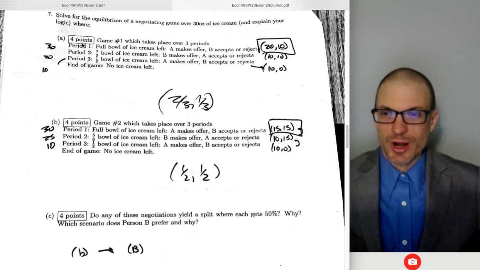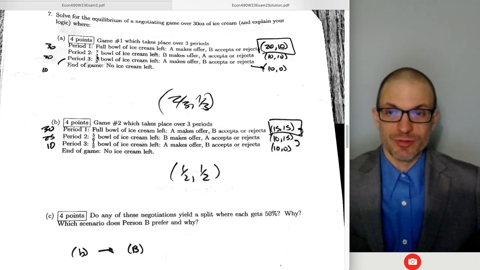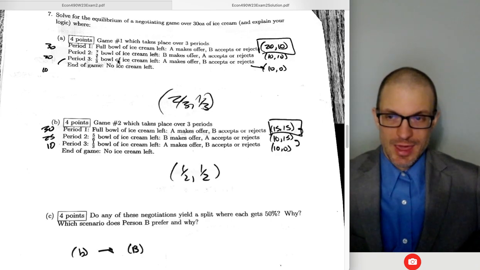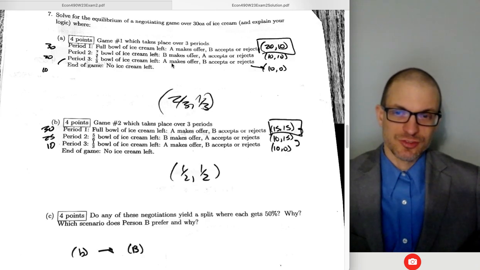All right, so for bargaining, now we're negotiating over 30 ounces of ice cream. Explain your logic where, firstly, you have a full bowl of ice cream, then we have 2/3 of a bowl, then we have 1/3, following this offer pattern. Person A is going to make an offer, B could accept or reject. If it's rejected, B makes an offer, but now only has 2/3 of the bowl of ice cream to make the offer over. A accepts or rejects. Then if A rejects, A then gets to turn around and make the last offer. B accepts or rejects. And it's basically an ultimatum game in this last period.